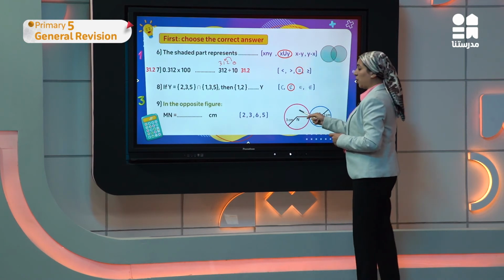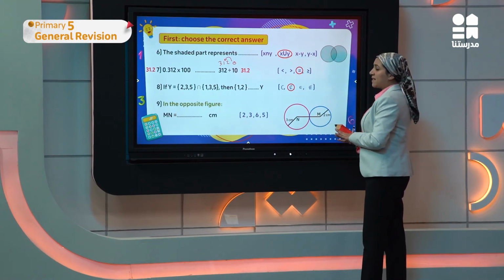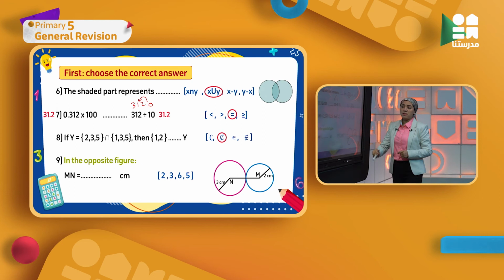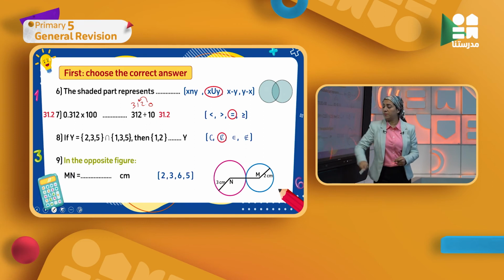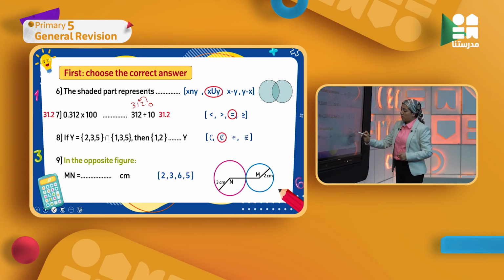Now, the last question in this page. In the opposite figure, I have two circles touching each other. I want to know MN is what? As you see here, this is a radius of 2 centimeters in the circle M. Since this is a radius, M to this point also is a radius, so it will also be 2 centimeters.